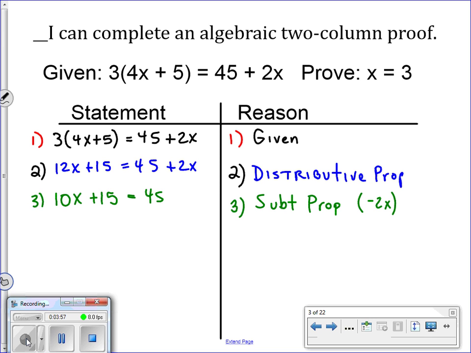All right, if you're taking notice, I'm not showing my steps. I'm just showing the final simplified version of each step. I don't have the minus 2x from each side. But what I do is I write my reason, subtraction property, on this side, and in parentheses I write what I did. I subtracted 2x from both sides. All right, I'm going to encourage you now to go ahead and write the rest of this proof. We just have a couple more steps to go. I'm going to pause and come back and check to see how you did.